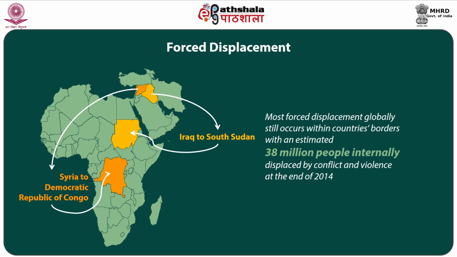Most of the forced displacement globally still occurs within the country's borders, with an estimated 38 million people internally displaced by conflict and violence at the end of 2014, from Iraq to South Sudan, from Syria to the Democratic Republic of Congo and Nigeria.